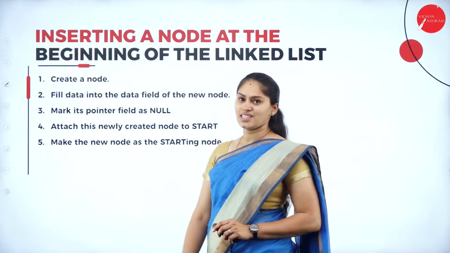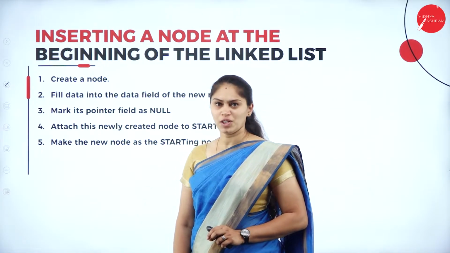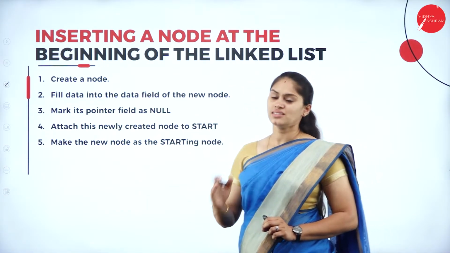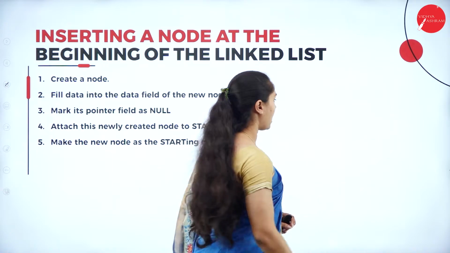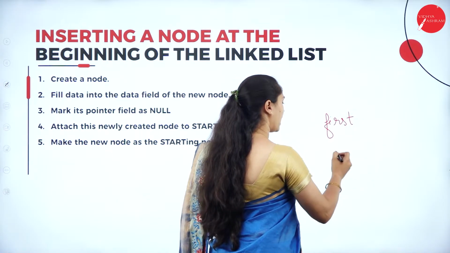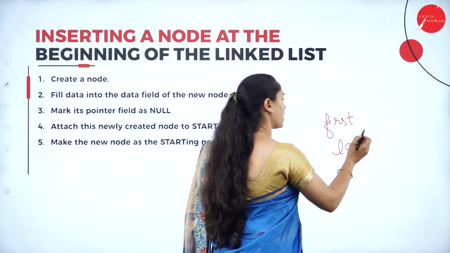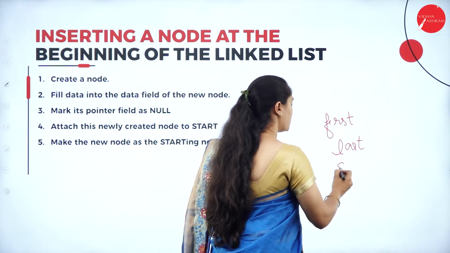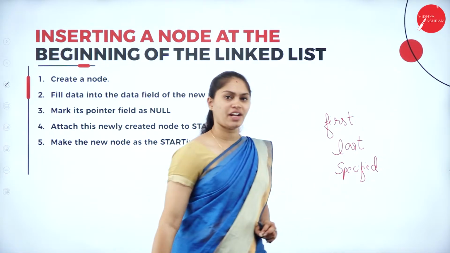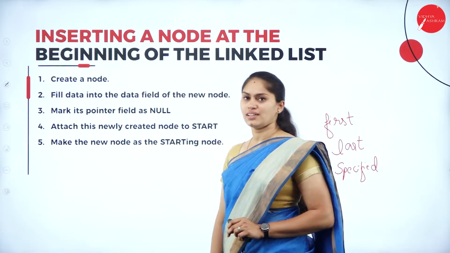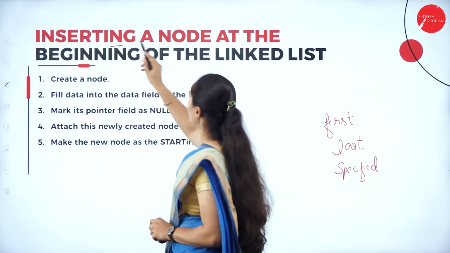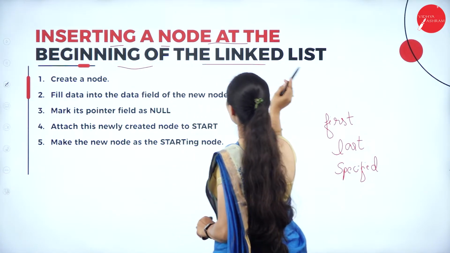Next, you can see the insertion operation here. If you want to insert an element into the linked list, it can happen in 3 ways. I can insert an element at the first, we can add the element at last, and we can also insert a node at a specified location. These are the different ways we have to insert a node into the linked list. Here we are concentrating on inserting a node at the beginning of the linked list.